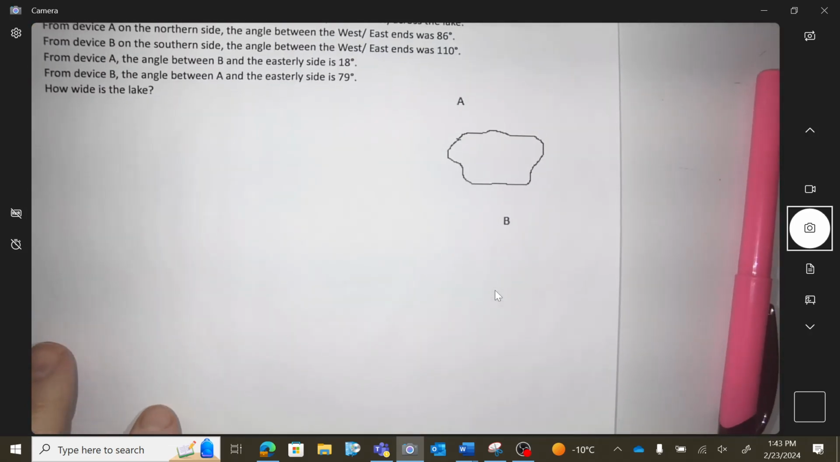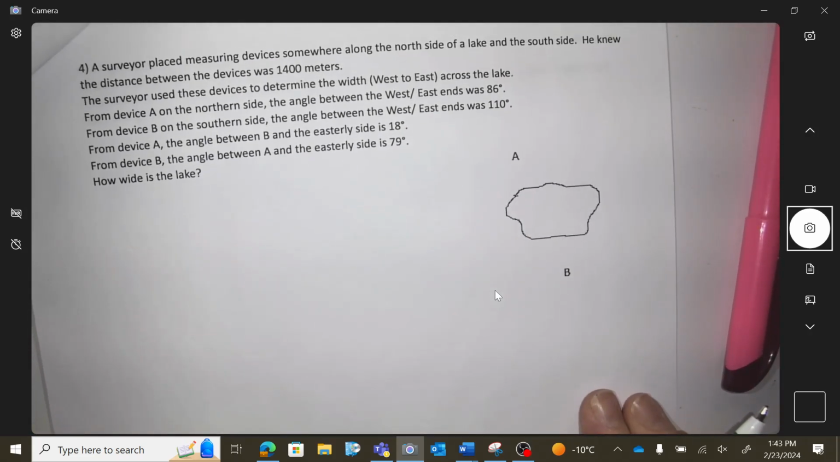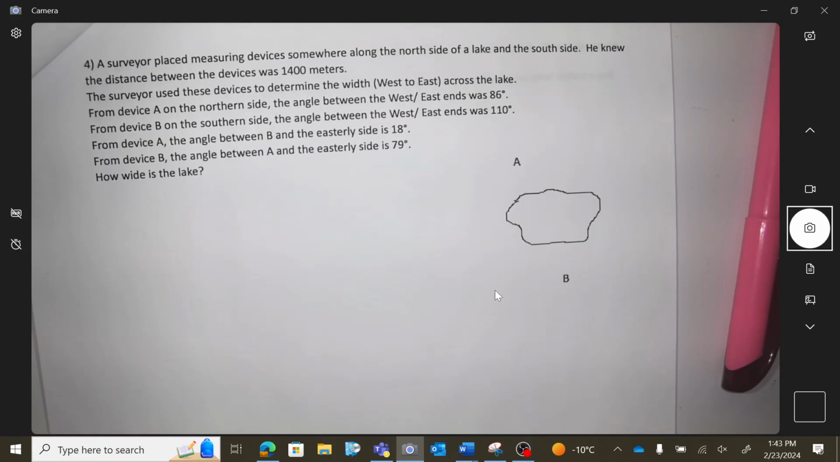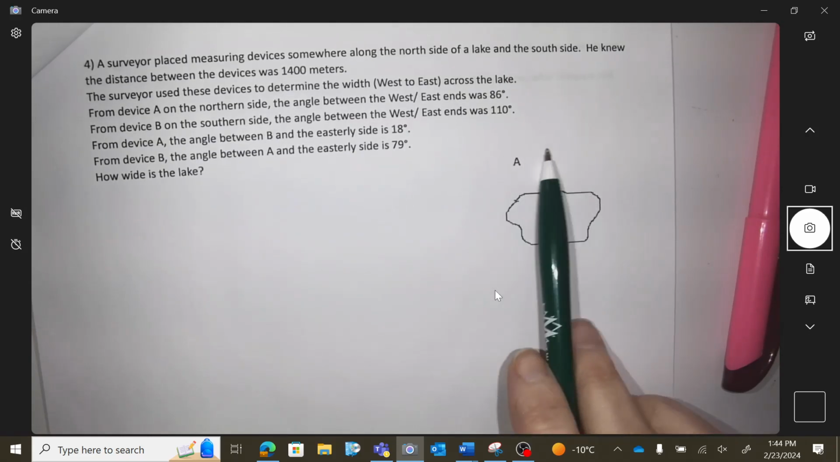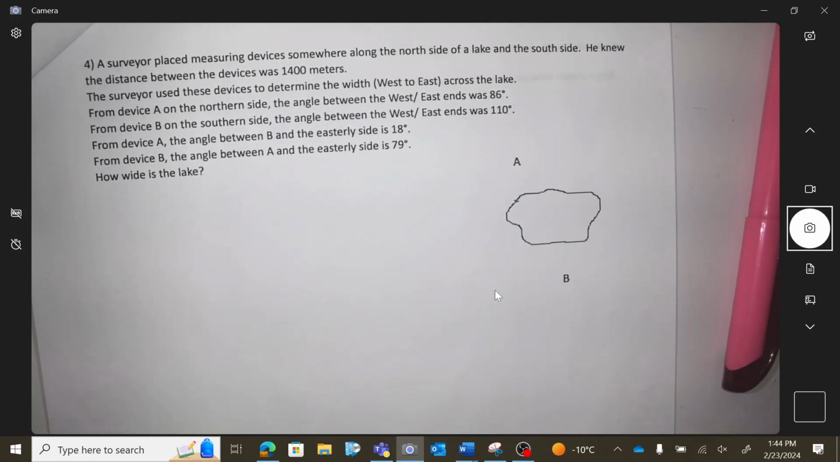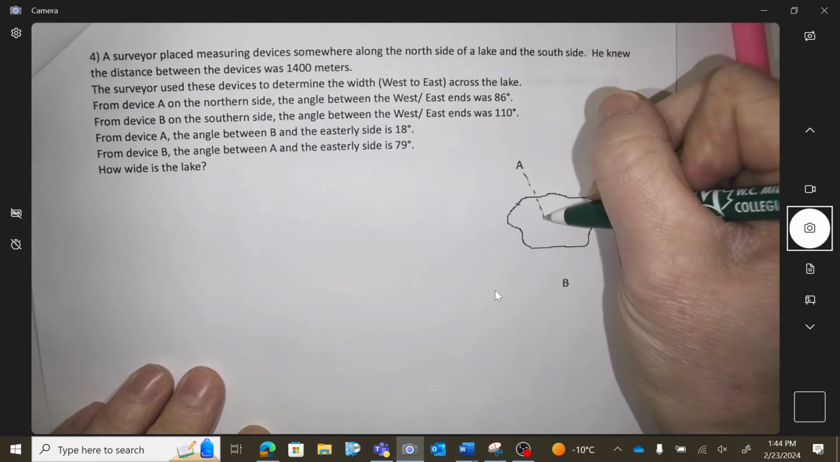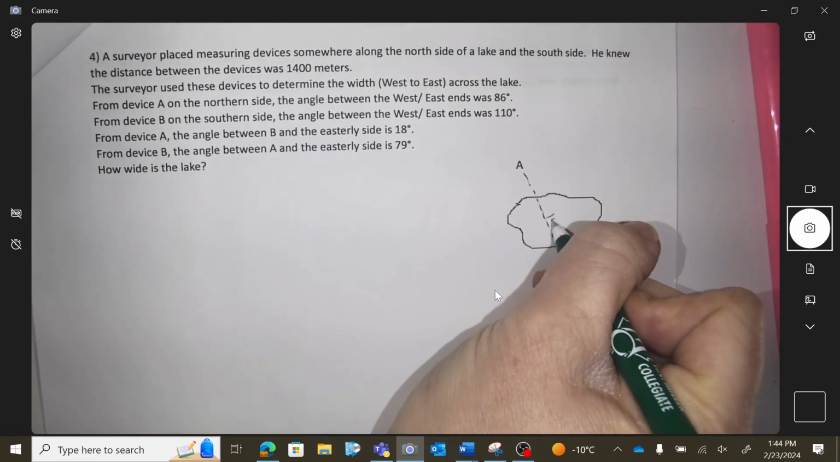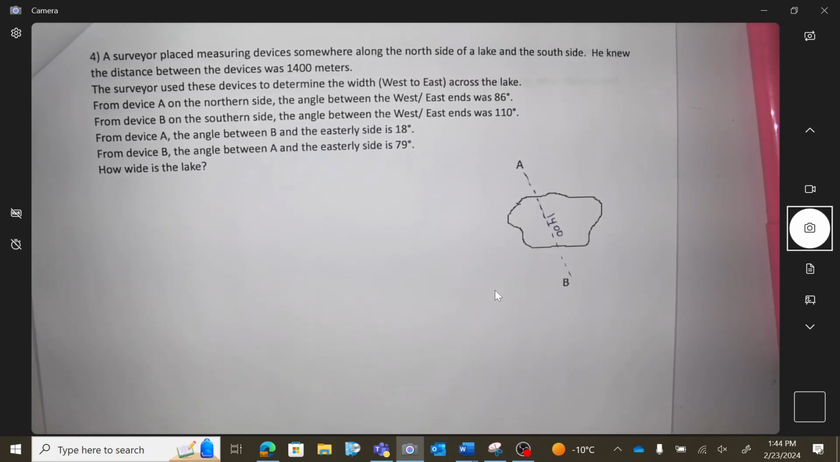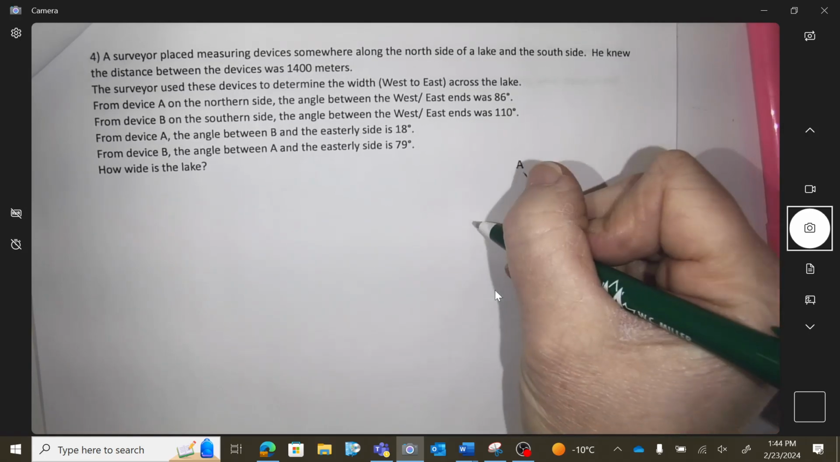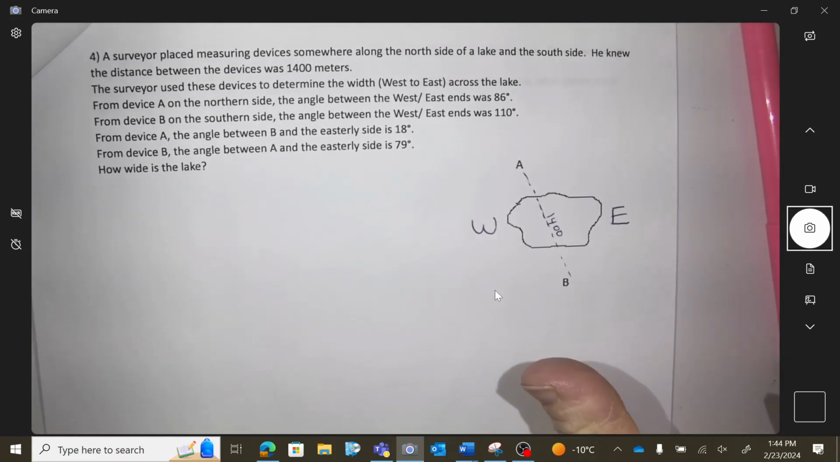Okay, so the surveyor question on your test, we did one yesterday. A surveyor places measurement devices along the north and the south side, so those are A and B. He knew the distance between the devices was 1,400. The surveyor uses these devices to determine the width from the west to the east side across the lake. So that's our goal, is to get that distance.